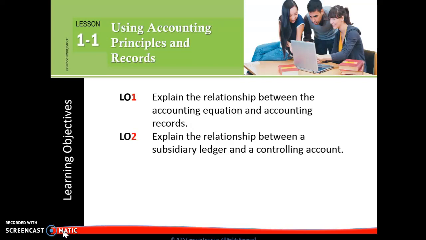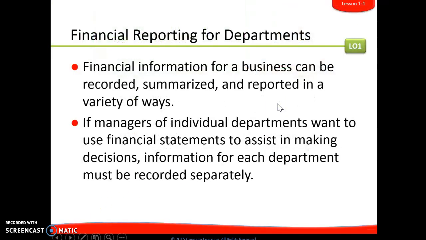All right, so we are going to start our new book. So, chapter one, in lesson one, using accounting principles and records. We have two objectives. You need to be able to explain the relationship between the accounting equation and accounting records. And then, learning objective two, you need to be able to explain the relationship between a subsidiary ledger and a controlling account. Now, some of this is going to be kind of review to start us off with.